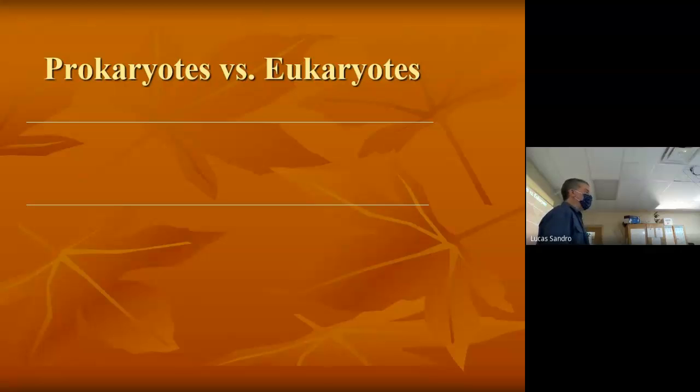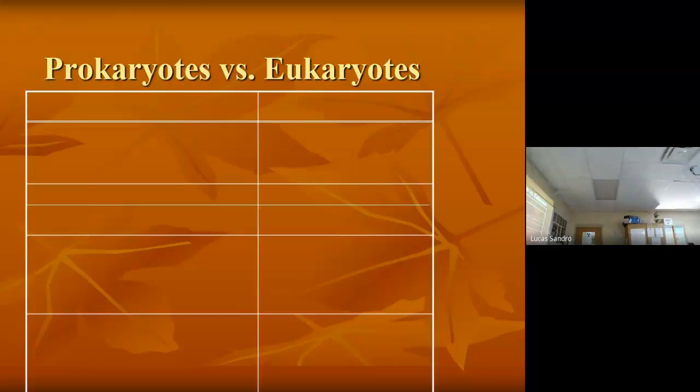Now let's talk about the critters that don't have a nucleus versus the ones that do. This is going to be a chart. Pro is a prefix that can mean before. U means true. Karyo means middle part. So basically, prokaryotes are pre-nucleus. Eukaryotes have the true nucleus.